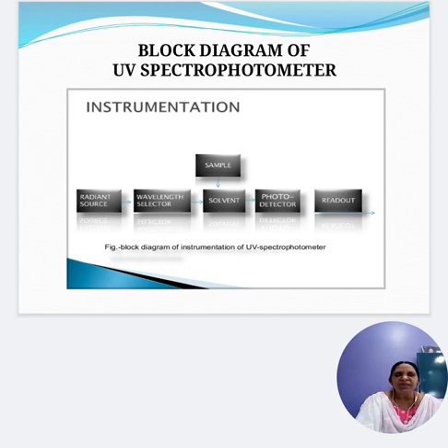So this is the basic block diagram of the instrumentation of ultraviolet spectrophotometry. You have the radiant source, you have the wavelength selector, then the sample and the solvent both placed inside the sample compartment, and the output of the sample compartment is nothing but the transmitted radiation that falls on the photodetector detection stage. Then it is sent to the display system, which is nothing but a recorder or a readout device.